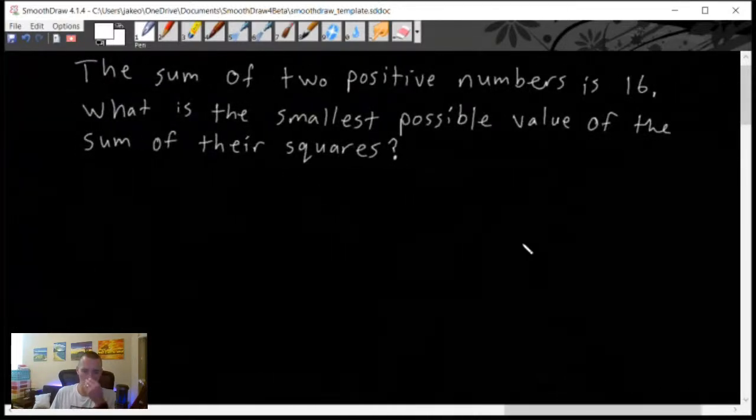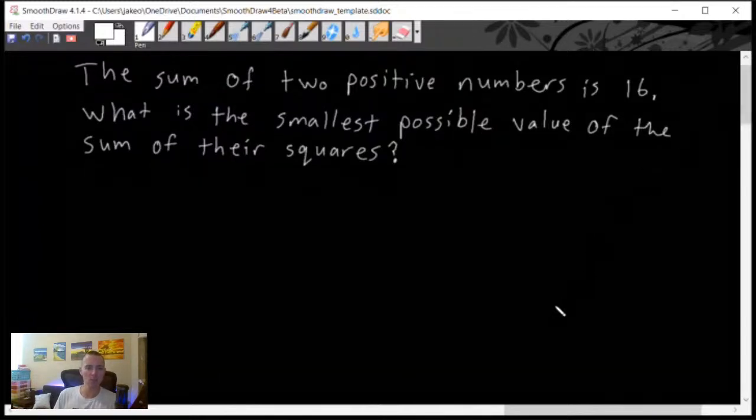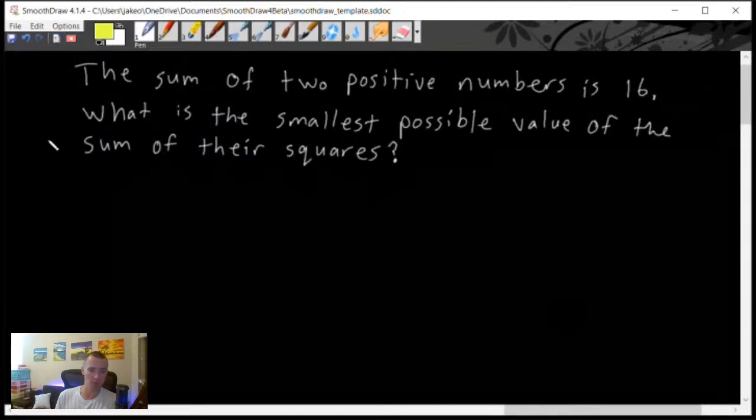So let's go ahead and go on to our next optimization problem. The example we're going to be going over here is: the sum of two positive numbers is 16. What is the smallest possible value of the sum of their squares? Again, we want to think about the 5 main steps that we're going to go through with all these optimization problems.